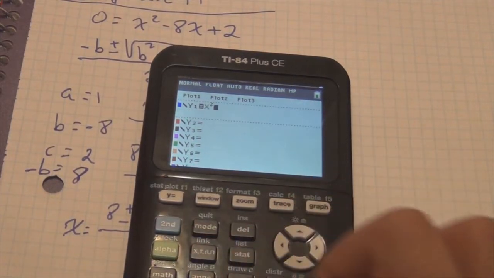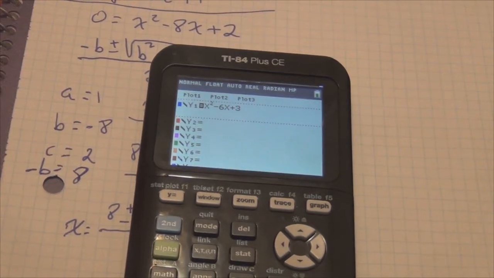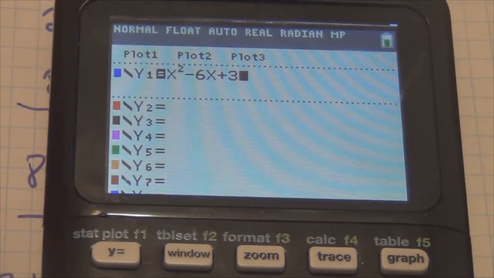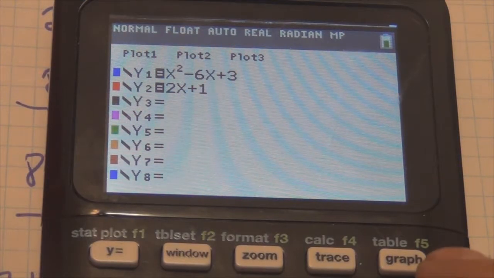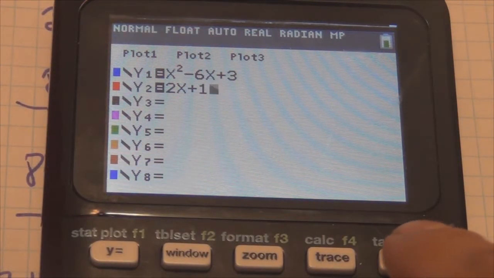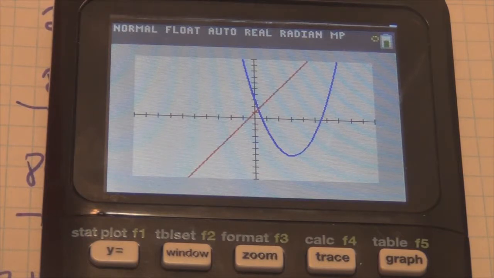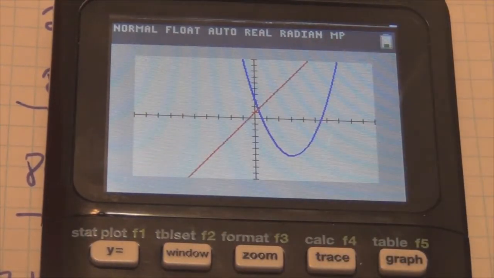So this is x squared minus 6x plus 3. Let me zoom in. And this one is going to be 2x plus 1. It was still not factorable, but let's see. Now let's graph. That's your parabola. That's your linear. And as you can see, they will intersect twice, so they have a solution. You could just go to second calc and calculate the intersection points, and those are your solutions.